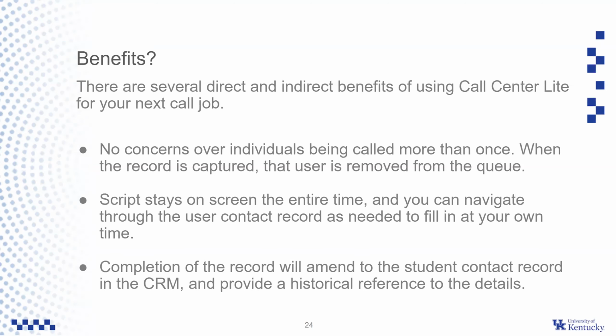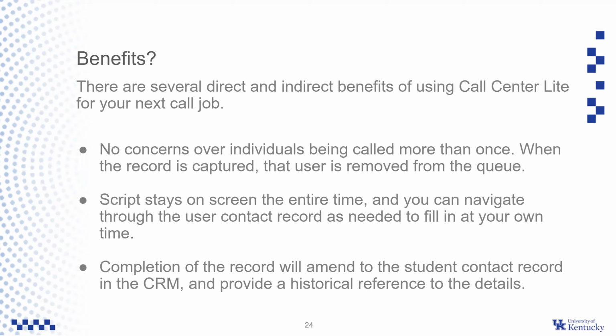So if you have 20 people in the system trying to make calls at once, they're not going to double up. They're not going to duplicate. As someone pulls an individual, that person is temporarily removed from the queue until they finish the call. And once they've finished, they're removed entirely. As I mentioned earlier, the script stays on the screen the entire time, so you're able to navigate through the user record as needed to fill in at your own time.